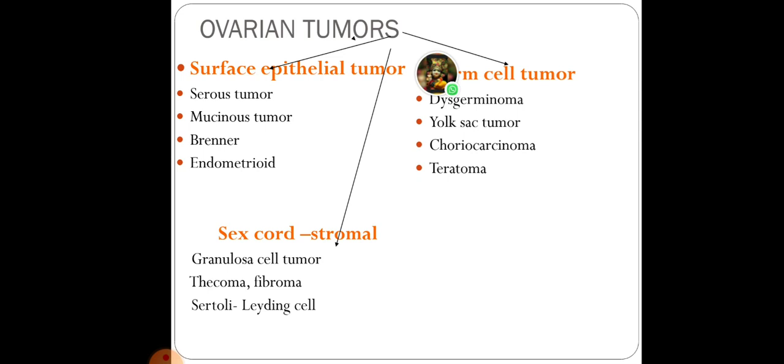Now ovarian tumors. Ovarian tumor has three parts: surface epithelial tumor, germ cell tumor, and sex cord stromal tumor. Surface epithelial tumor includes serous tumor, mucinous tumor, Brenner tumor, and endometrioid tumor. Germ cell tumor includes dysgerminoma, yolk sac tumor, choriocarcinoma, and teratoma. Sex cord stromal tumor includes granulosa cell tumor, thecoma, fibroma, and Sertoli-Leydig cell tumor.